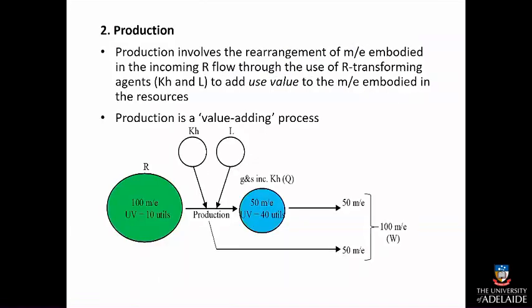So I'm going to talk about two main areas of economics, production and consumption. You know, you learn that when you do your first year economics. Ecological economists define production as the rearrangement of matter and energy embodied in the incoming resource flow through the use of resource transforming agents. That's, now, KH is human-made capital.